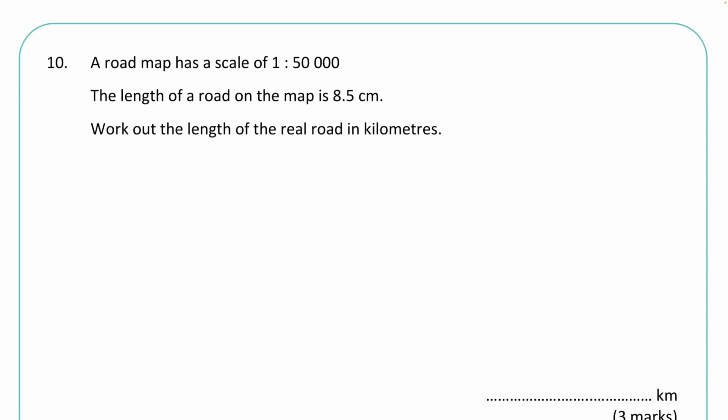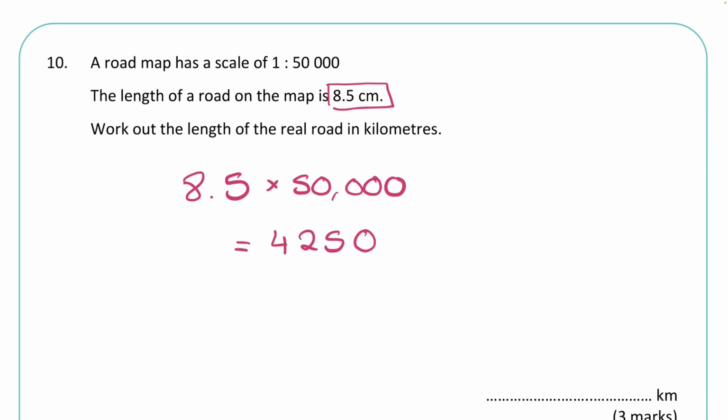So here it says the length of the road on the map is 8.5 centimetres. So in real life, it's going to be 8.5 multiplied by 50,000. We're going to type that in on the calculator, and that tells us exactly the distance it is in real life, but of course, this is in centimetres. So it comes out as 425,000, and really important here, we label that as centimetres.